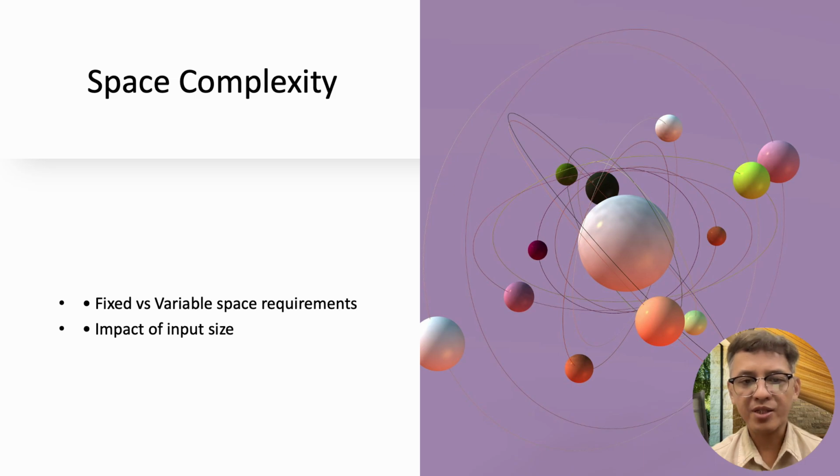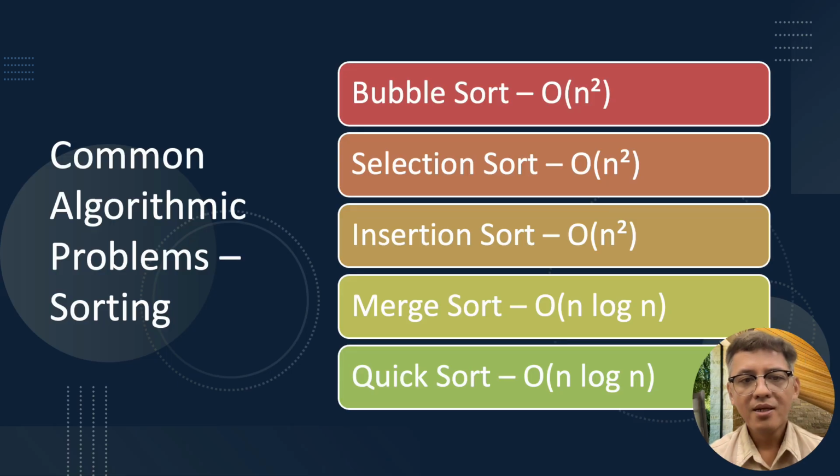Efficient algorithms strike a balance between time and space. Sometimes, you might use more memory to save time or vice versa. This trade-off is common in real-world applications. Now let's talk about one of the most common algorithmic tasks, sorting.